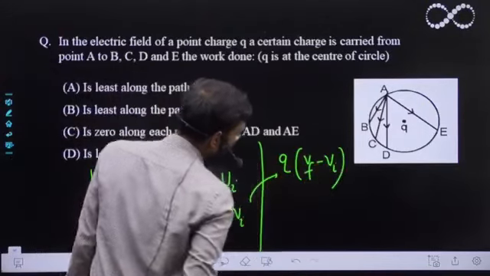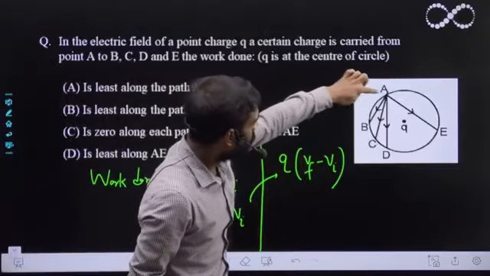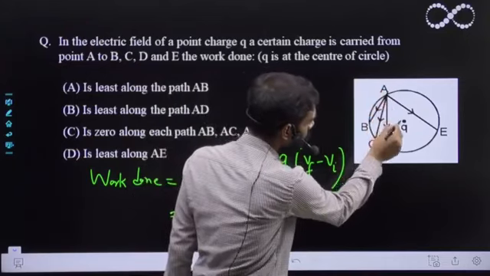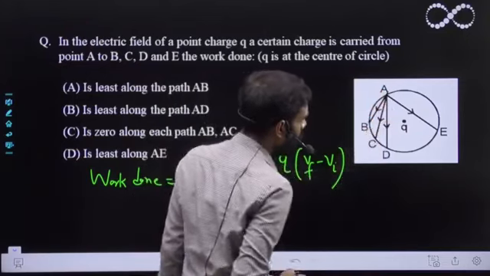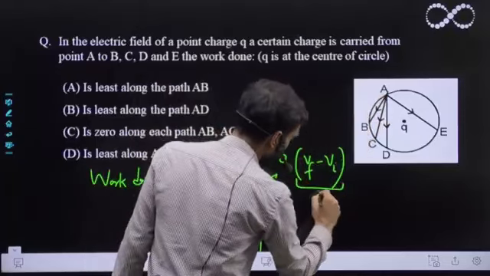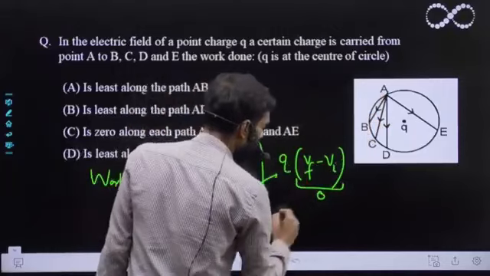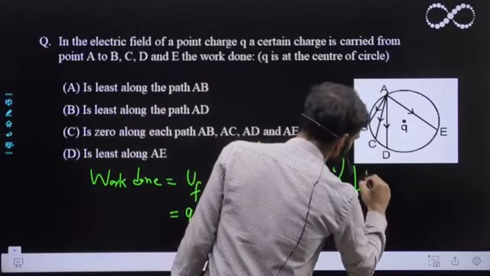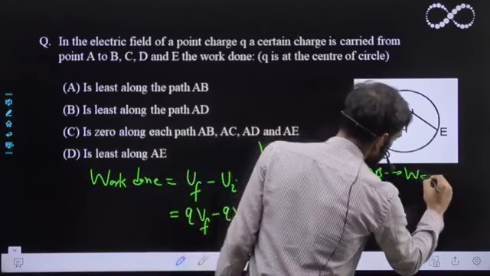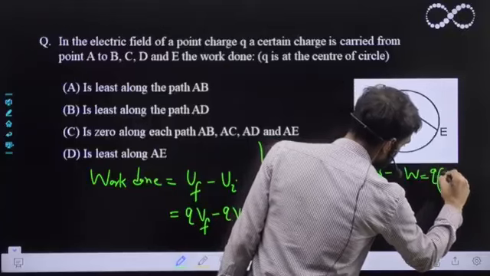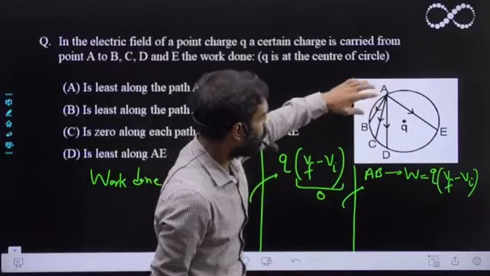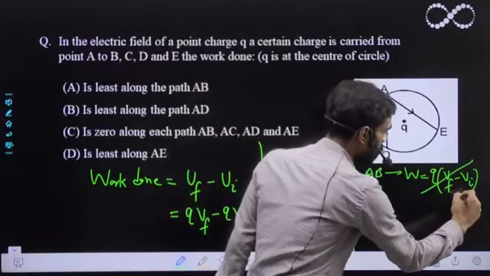V initial. Now you can see from here that if you take along A and B, the potential will be the same because point A is at a distance of r and point B is also at a distance of r. So A and B are equipotential points. So this will be 0 for A and B. So work done will be 0. If I see here for the AB path, the work done comes Q into V final minus V initial. So for the AB path also, A and B are equipotential, so this will be 0. So the AB path is 0.